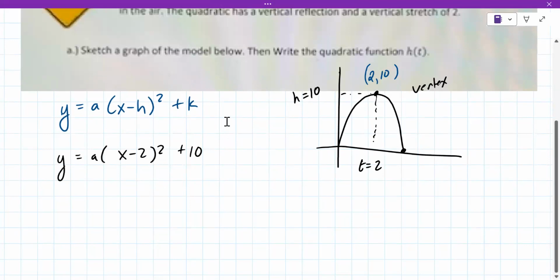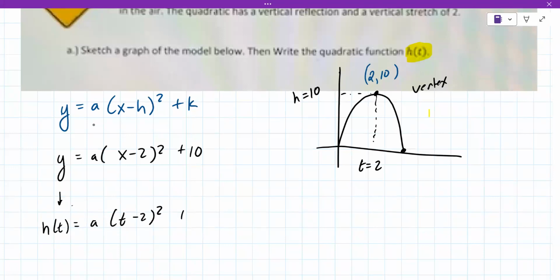All right. Now I've made sort of this classic mistake here where I don't use the notation that they want, h of t. So we need to do that now. Instead of y, they don't really want y, they want h of t. Instead of x, they want t. It's a small thing, but you got to do it the way they want.